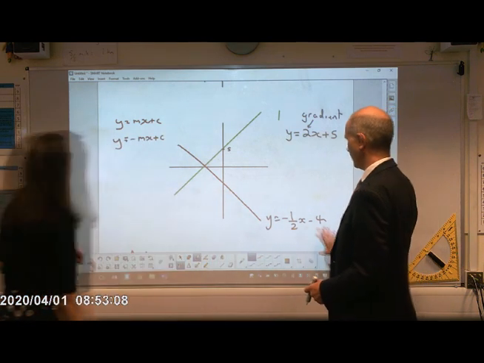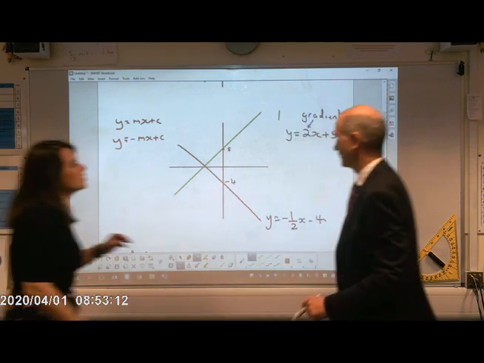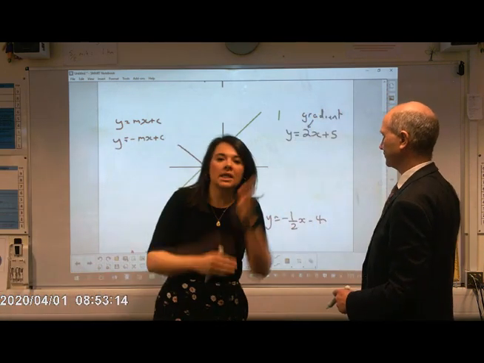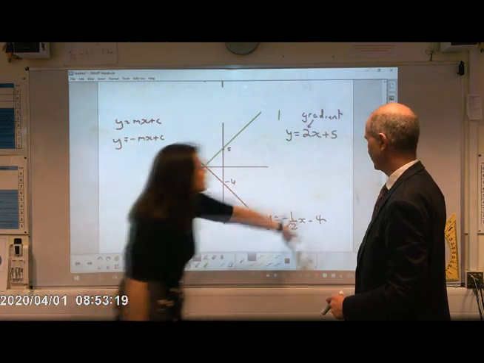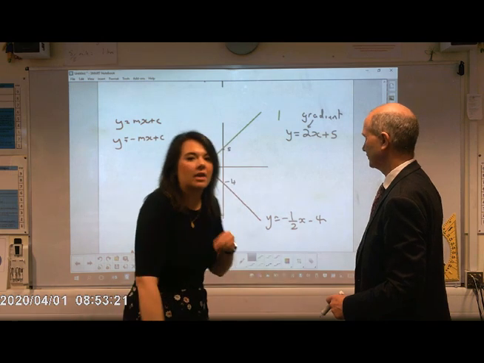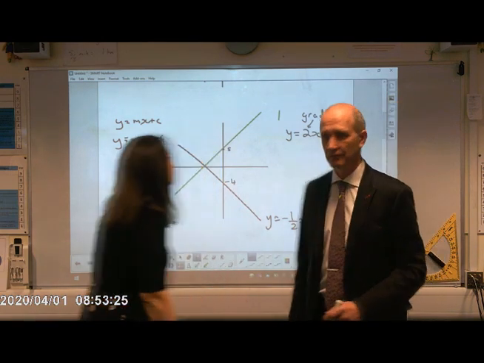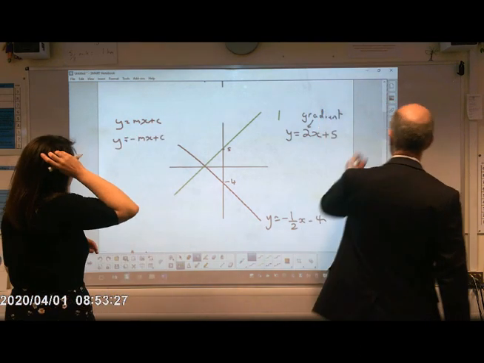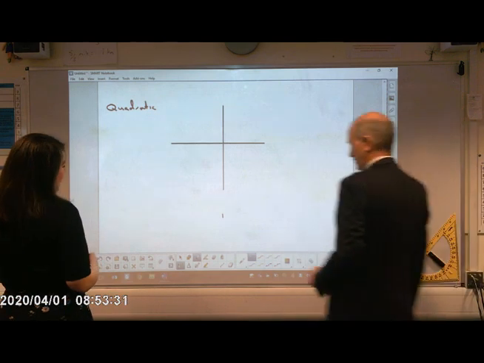Negative gradient and a negative y-intercept, because clearly it's that -4. So these are the type of things that have to go through your brain. If you see a diagonal straight line, you should be looking for an equation which looks like this: y equals something like that. No powers involved, no squares, no cubes, no nothing. It's just y equals something x plus something.